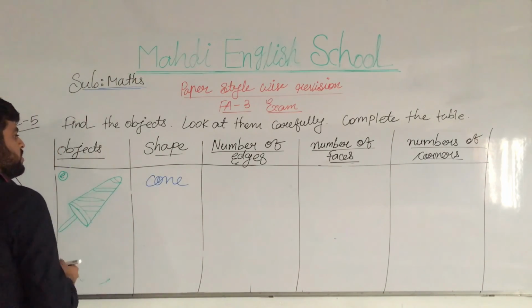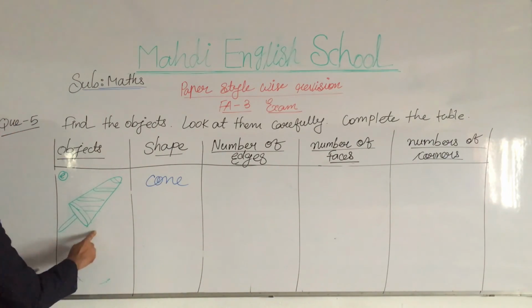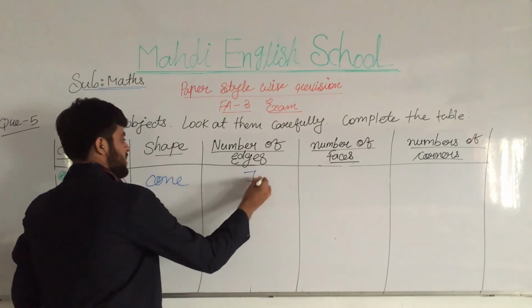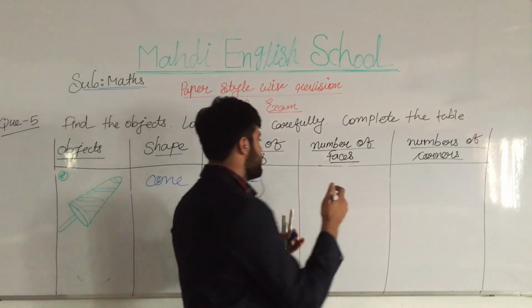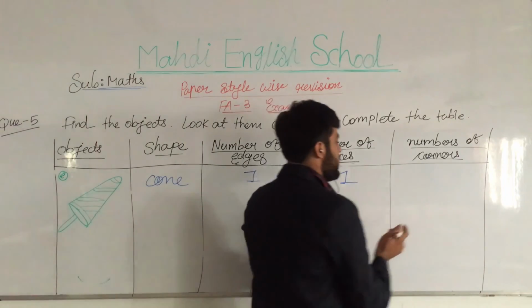How many edges does the cone shape have? One. You see, this is one. Okay. So what are we mentioning here? One. How many faces? One side. We are seeing the one side. Otherwise, it is round. Okay. And corners? No corners. Or corners are available?